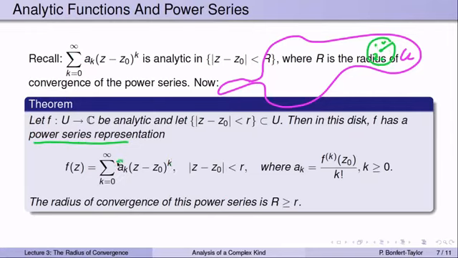And, moreover, these a_k's can be calculated. So I can calculate this power series. The a_k's are exactly the kth derivative of f at z0 divided by k factorial. This power series converges in some disk of convergence, and the radius of that disk is uppercase R. We can calculate it using the theorems from the previous pages, and the R that you're going to get is at least the radius little r of the disk in which f was analytic.